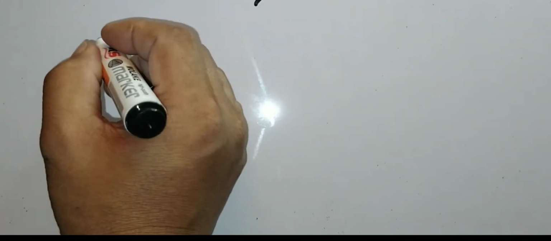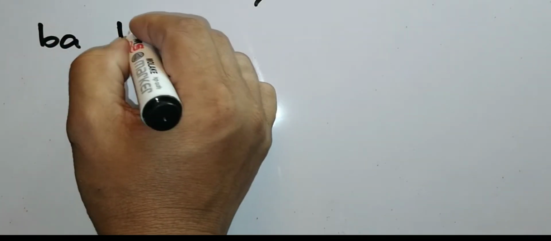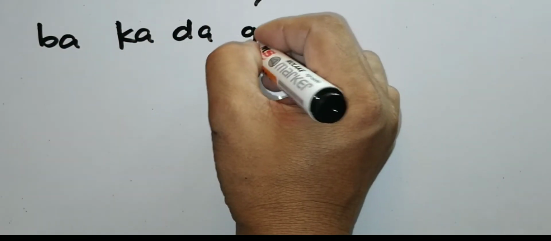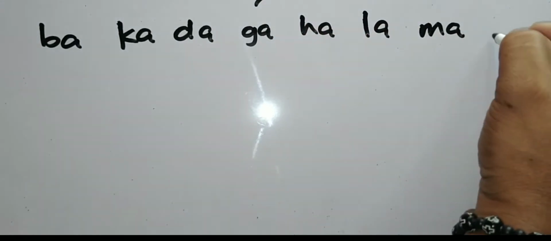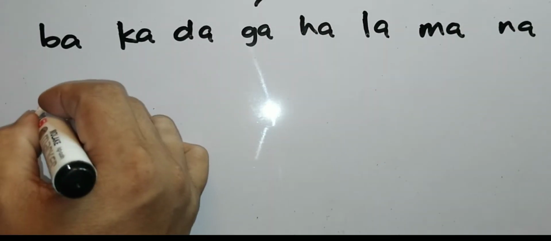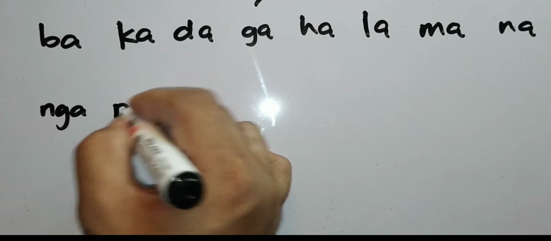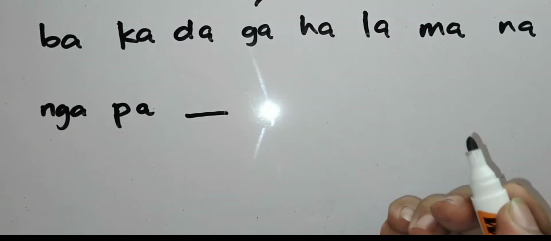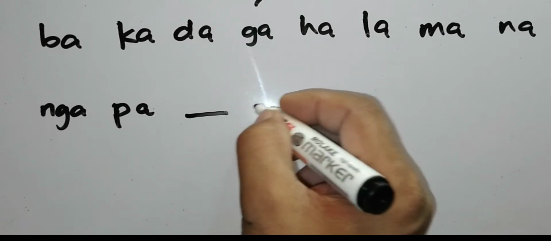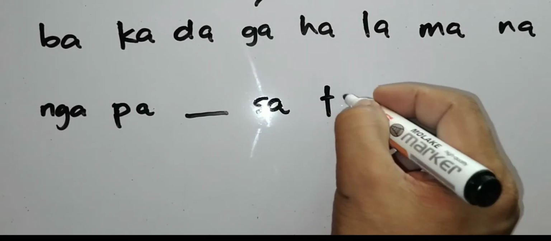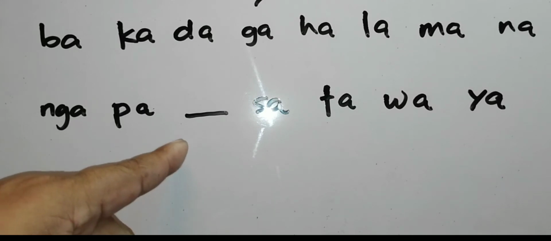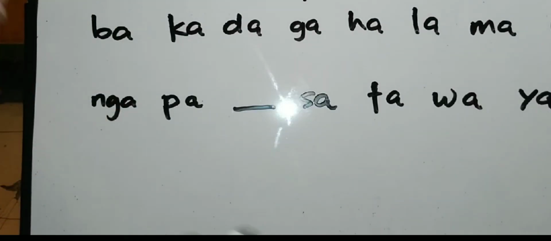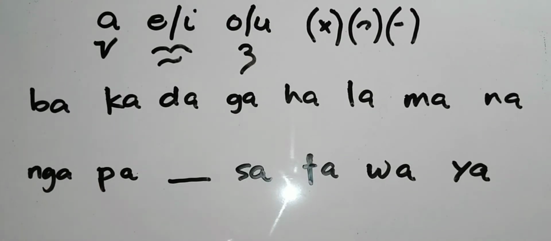So we have the consonants ba, ka, da, ga, ha, la, ma, na, nga, pa, sa, ta, wa, ya. Since there is a vacant area for the letter R, we have to put it right up here. Now I'm going to give you the BADLIT script.